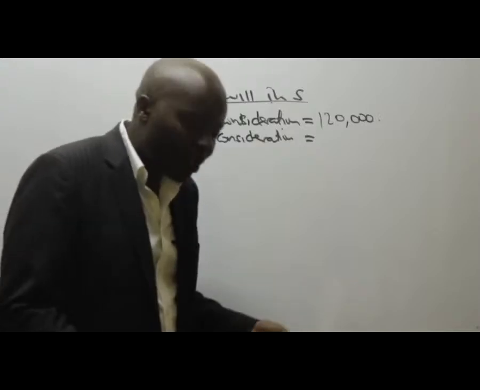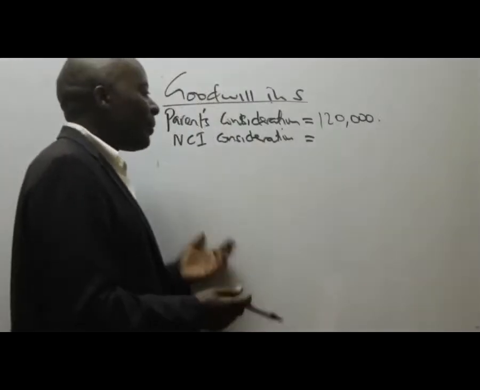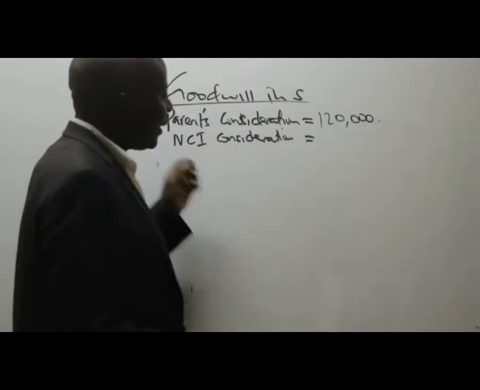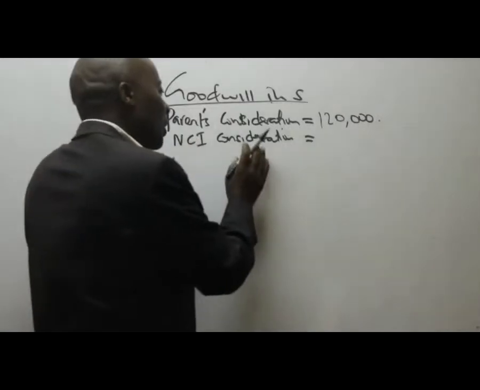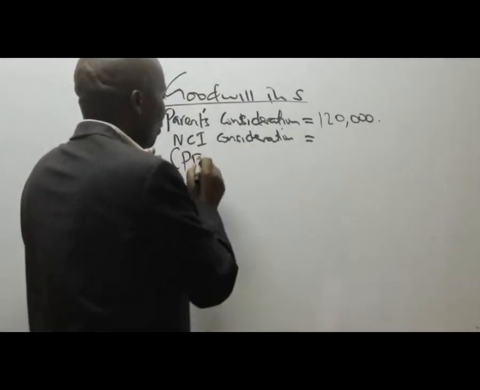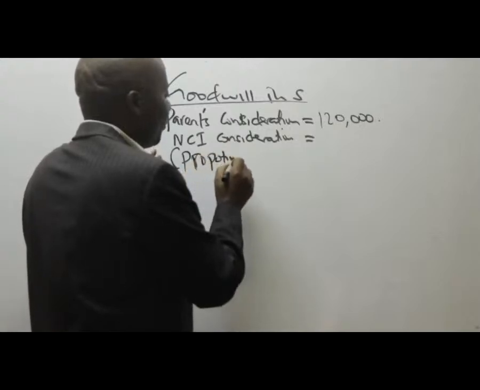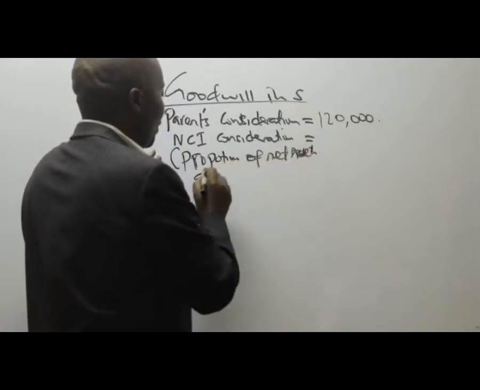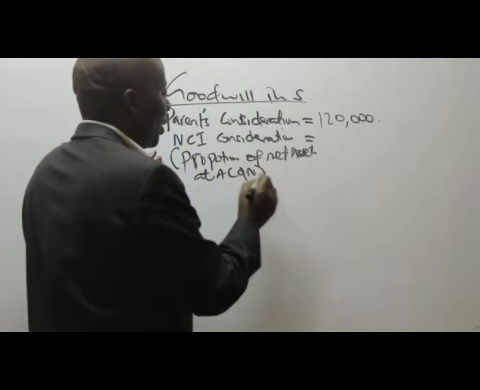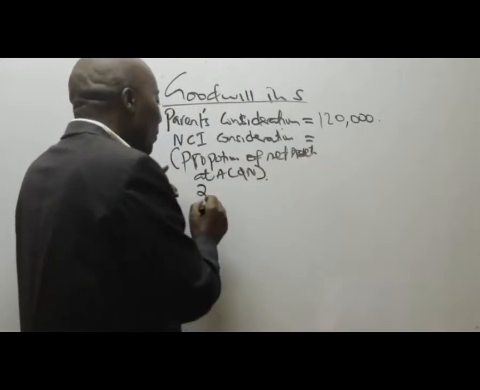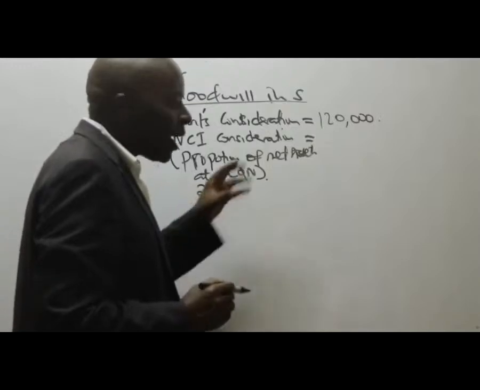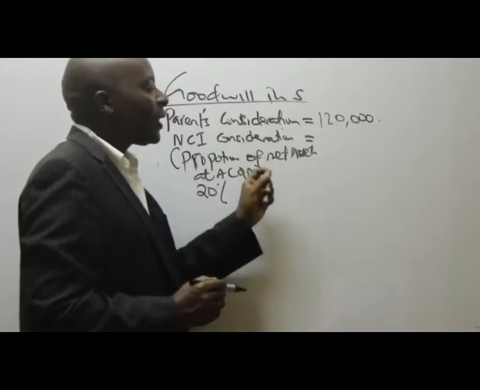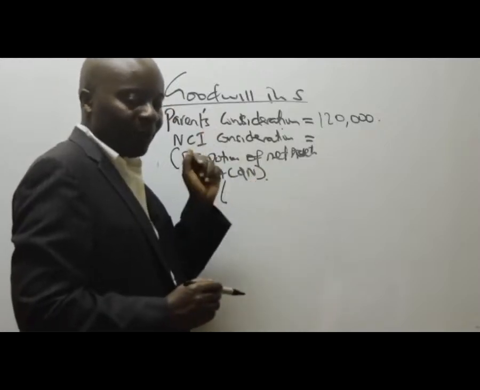And if NCI has not been given, IFRS 10 is very clear with us. It tells us that whenever the NCI's figure is not given, use the proportionate method. So proportion of net assets at acquisition. The NCI proportion percentage is 20%. Look at acquisition, what were the net assets value of this company called S?